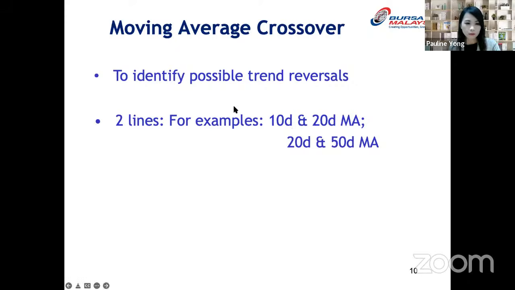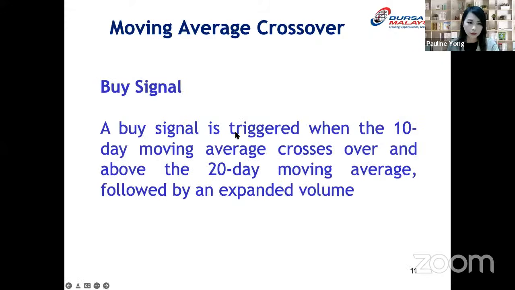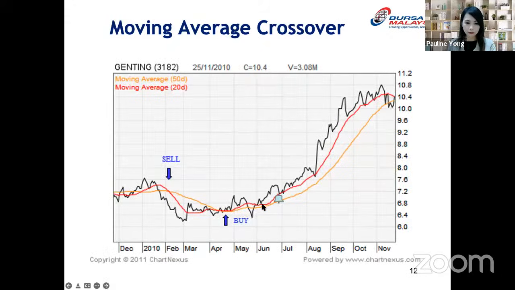Crossover. Some people like to use two moving average lines. That means they'll use a 10-day and a 20-day, or a 20-day and a 50-day moving average line. When they cross over, it will tell you the buy and the sell. For example, a buy signal is when the 10-day crosses above the 20-day line. So it's a buy. In this example, the red line is a 20-day and the orange line is a 50-day.